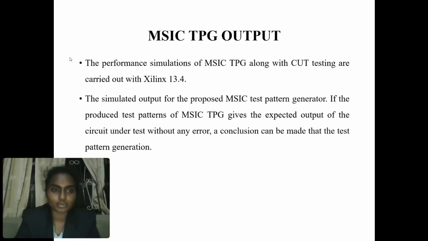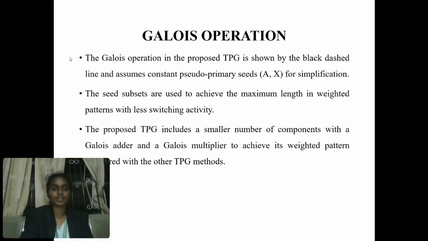MSIC TPG output: the simulated output of the proposed MSIC test pattern generator. If the produced test pattern of the MSIC TPG gives the expected output of the circuit under test without any error, a conclusion can be made that the test pattern generation is correct. The Galois operation: Galois operations are used to achieve the maximum length in which weighted patterns have less switching activity. The proposed TPG includes a smaller number of components, with a Galois adder and a Galois multiplier, to achieve its weighted pattern compared with other TPG methods.